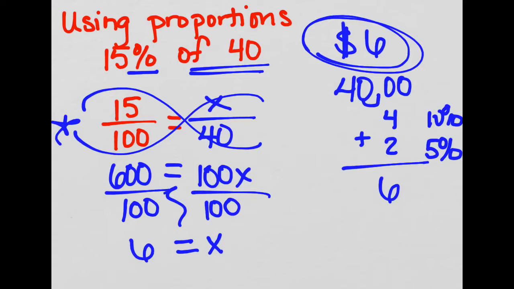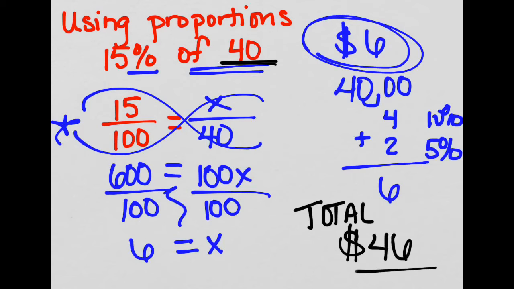Now let's say you wanted to know what the total was. Remember, anytime we see that word total, we add it back. So if our 15% is 6 and we want to add it back to the original 40, our total would be $46. We'd add the original price and the 15%. And that's your assignment.